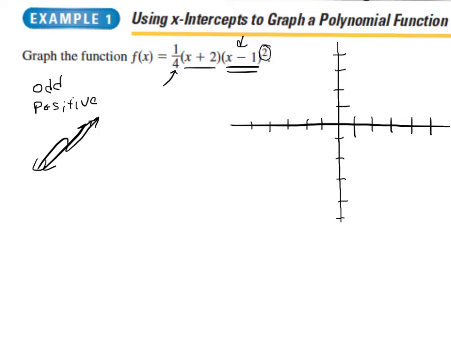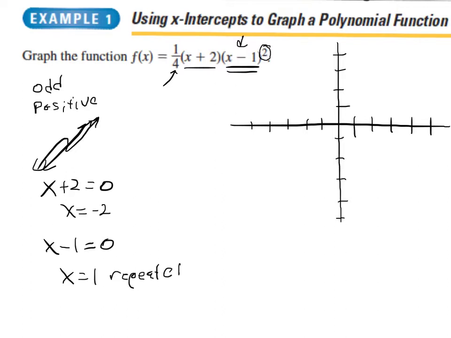Okay? Alright, so then I need to look at each factor. X plus 2 equals 0, so x equals negative 2. X minus 1 equals 0, so x equals 1. Alright, but this is repeated twice. And that's important. Some would call it a multiplicity of 2. Okay? What that means is if you have an even multiplicity, or it's repeated an even number of times, so twice, that means it bounces.